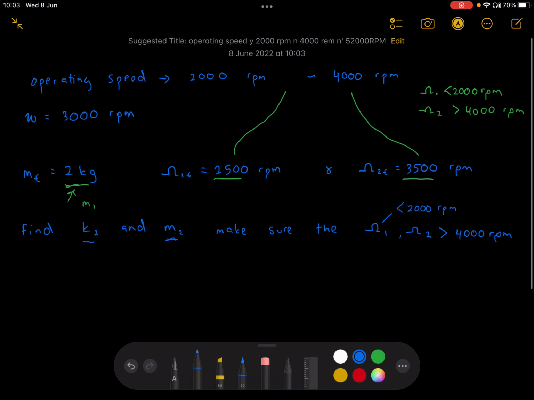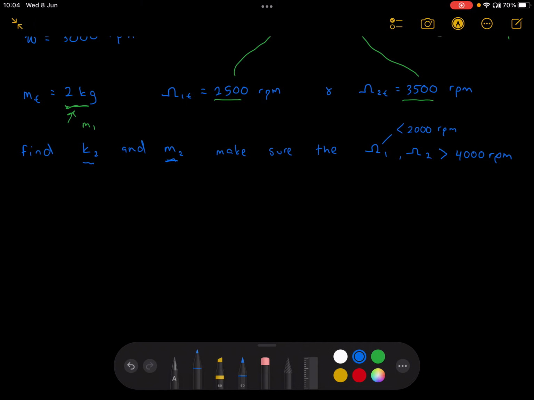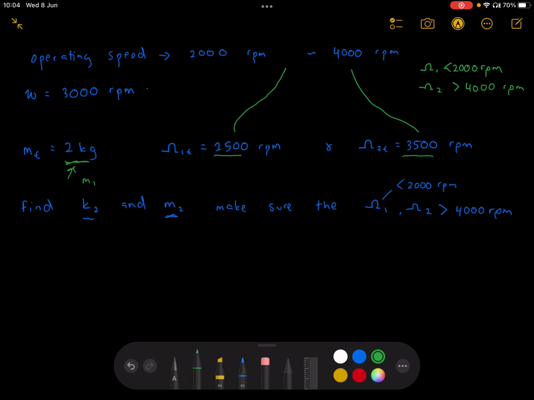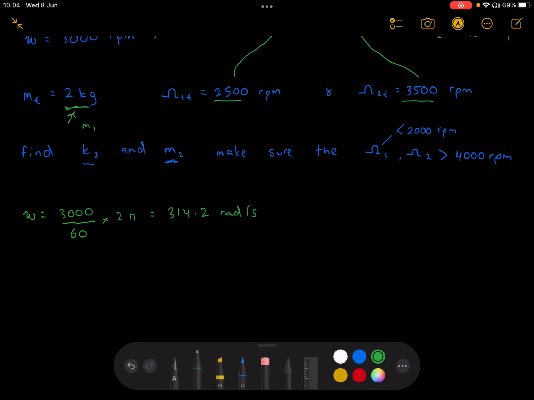So how are we going to solve this example? First, we determine omega in radian per second. Omega equals 3000 divided by 60 times 2 pi, so we get 342 radian per second. This is the forcing frequency which causes resonance to occur.